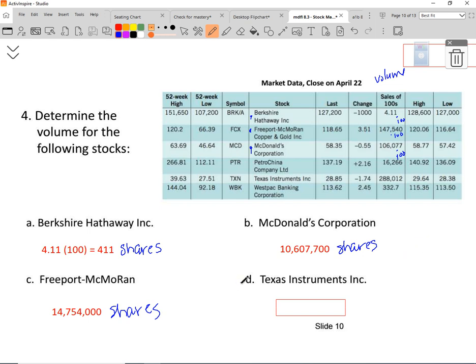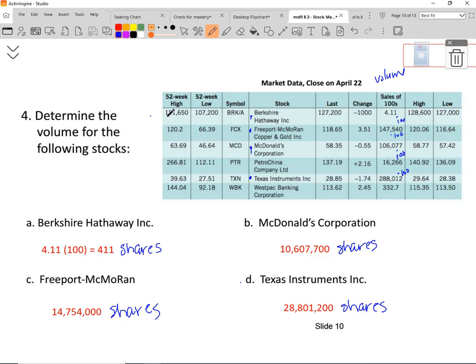And the last one I ask about, Texas Instruments. That's times 100. So 28,801,200 shares that they traded in one day.